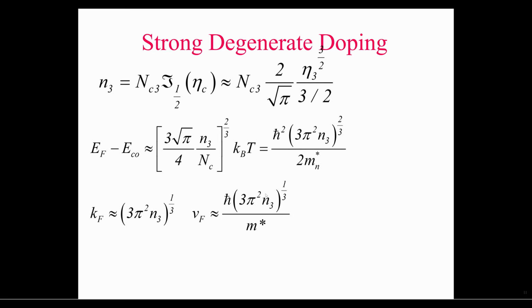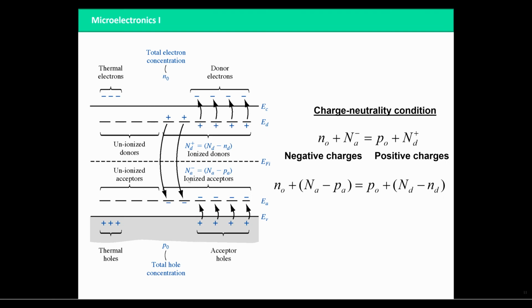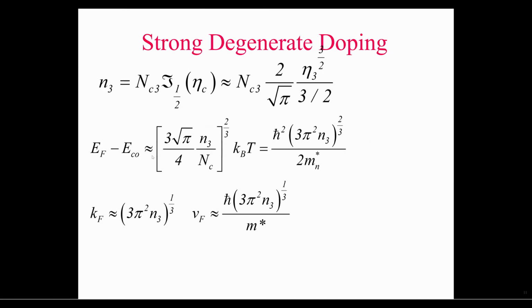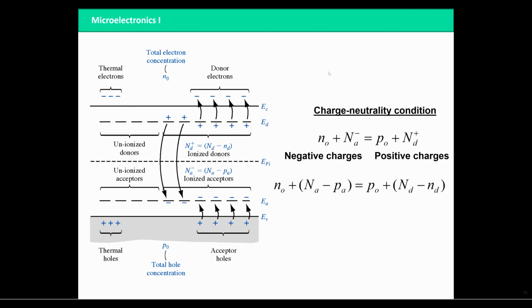So velocity, I'm not going to ask you. Fermi velocity, I'm not going to ask you on that. But you have to know this one. How do you get this for strongly degenerate doping? Because I used to ask this for test 2 and also the final exam. And these are also microelectronics, the same thing here.